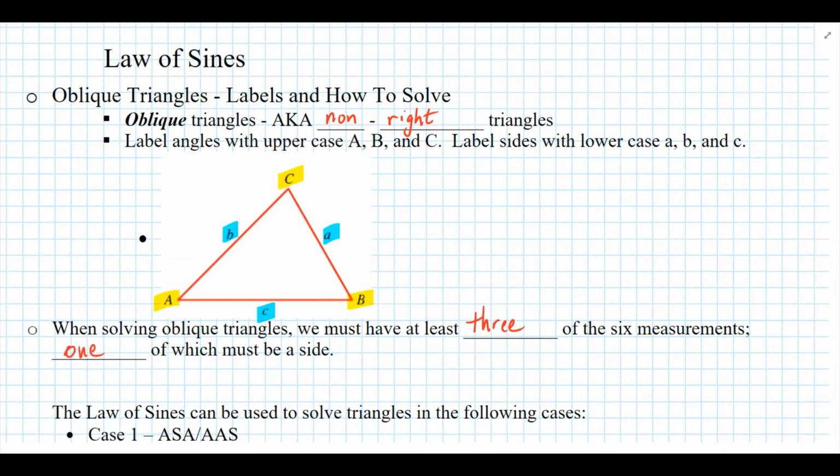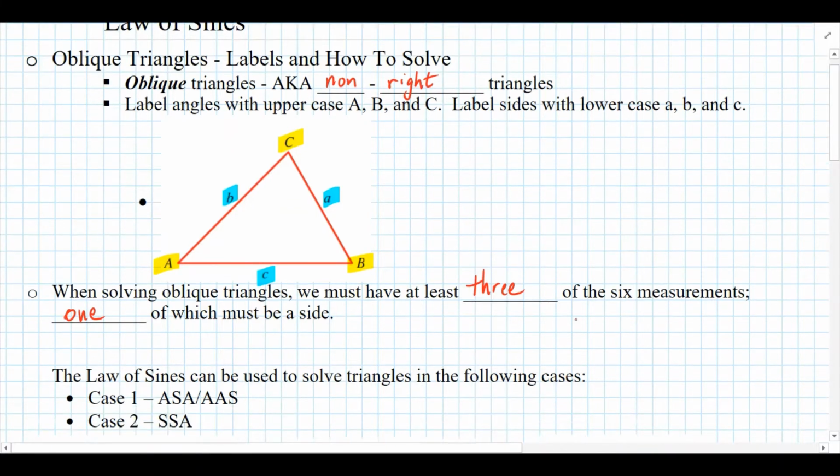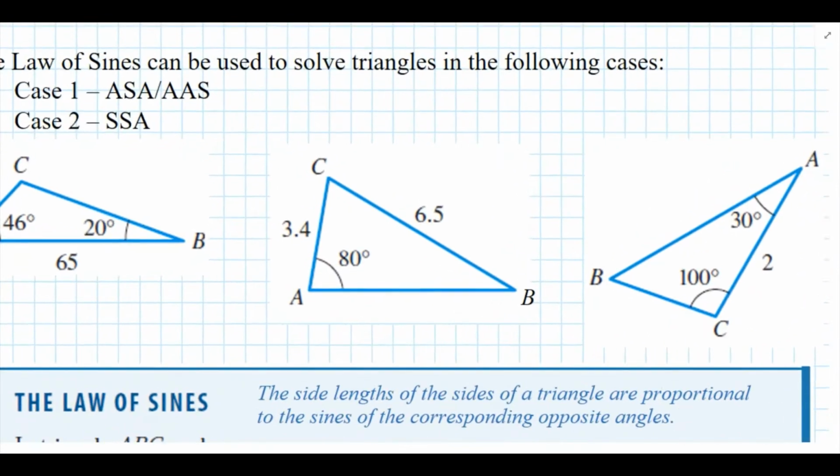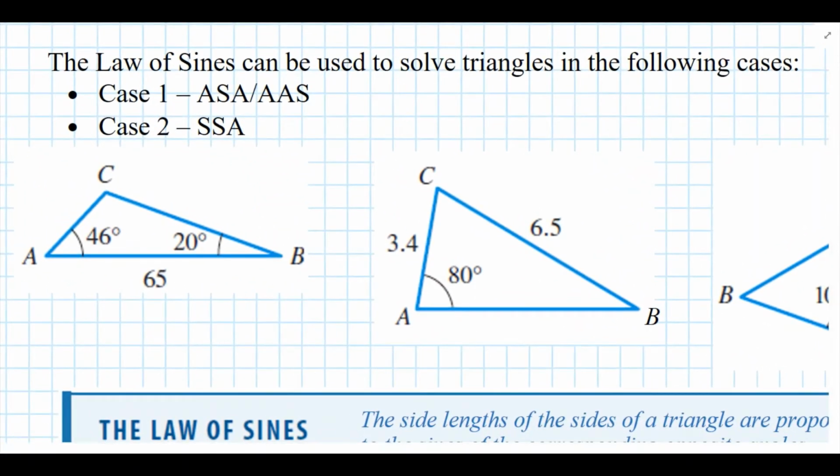The law of sines cannot be used to solve every oblique triangle. In fact, it may only be used in the following 2 cases. There are 2 scenarios in the first case, both of which involve 2 angles. The acronym ASA stands for angle, side, angle, and it indicates the 3 provided measurements are 2 angle measures and an included side.